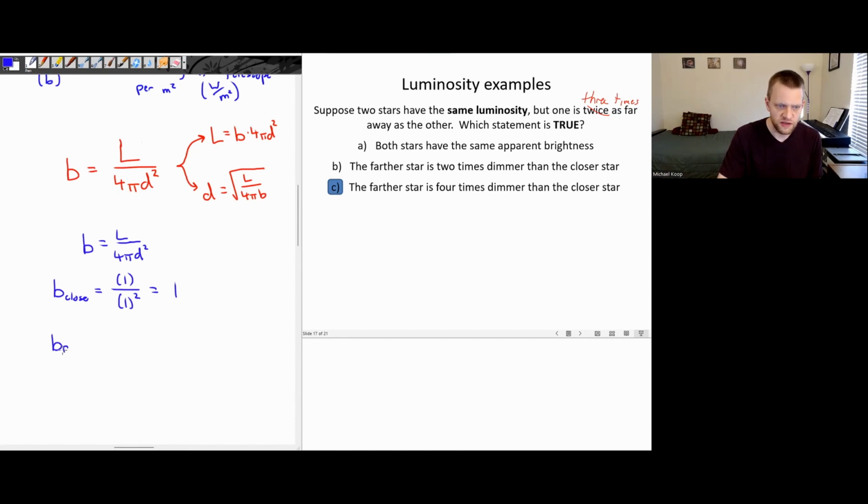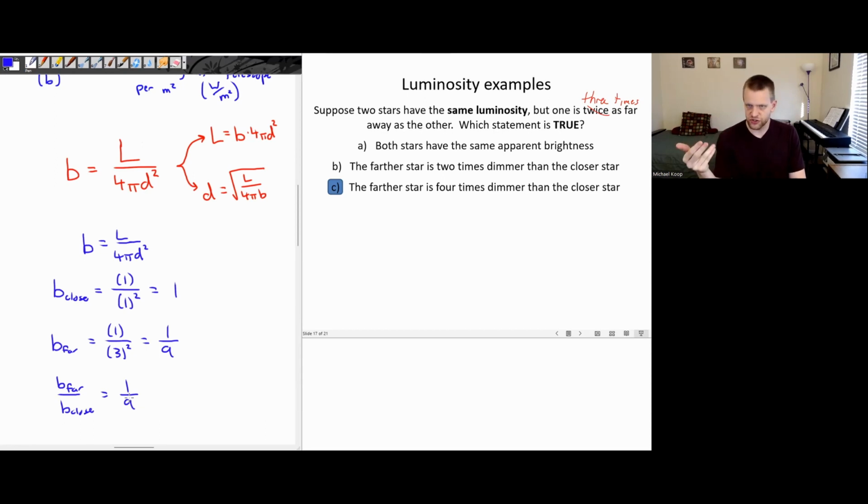For the far one, same luminosity, but it's now 3 times further away. Well, remember, we have to square that 3, so we're going to get 1 over 9. And if I do b far over b close, that's going to be 1 over 9, basically 1 over 9 over 1. So the far star would be 9 times dimmer than the nearby star in that case.